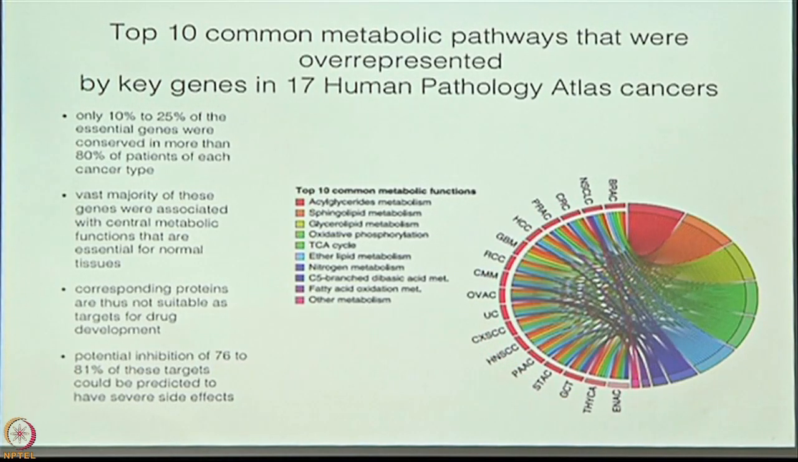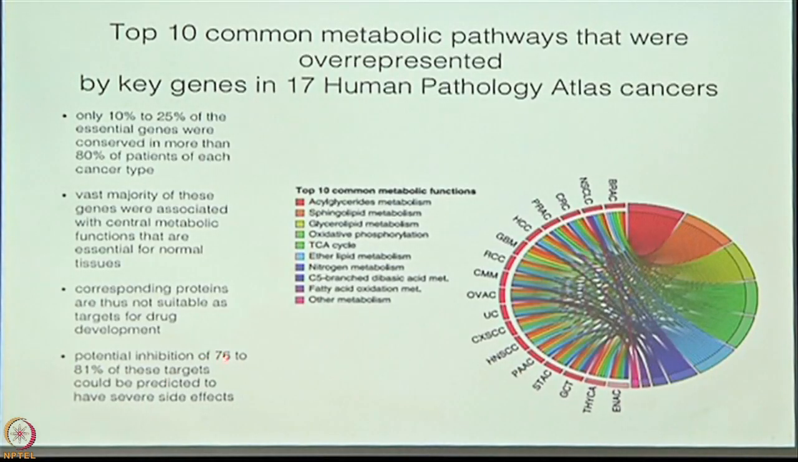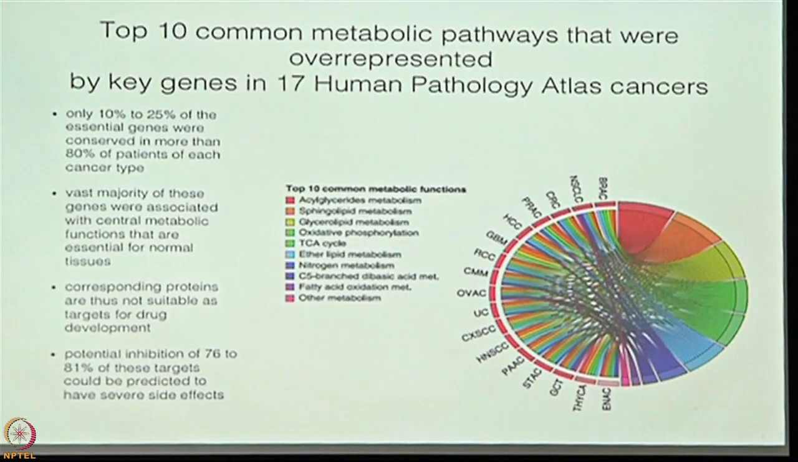Now, if you think of a drug target, because these are common metabolic functions, they are also occurring in normal cells. Therefore, if you give anything to these patients, as I outlined before, there was a possibility that about 80% of these targets would have side effects. So you hit the cancer, but you also hit the normal cell. And now the concept of what chemotherapy does to a patient, I think you can begin to appreciate why they have so many problems.